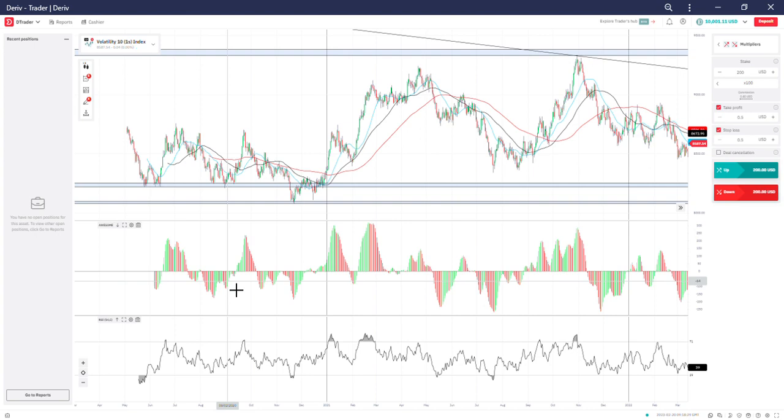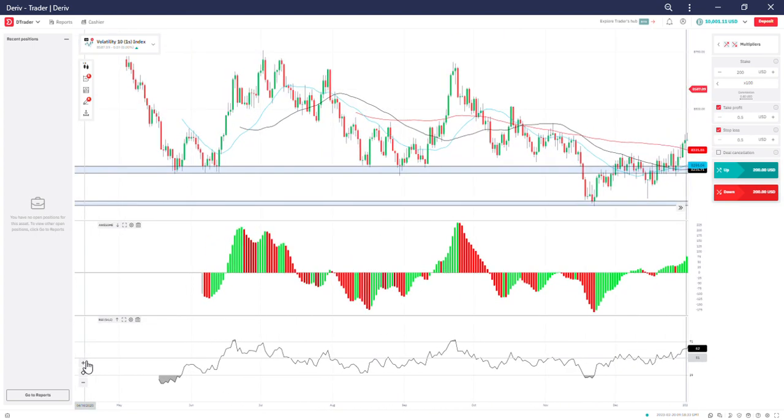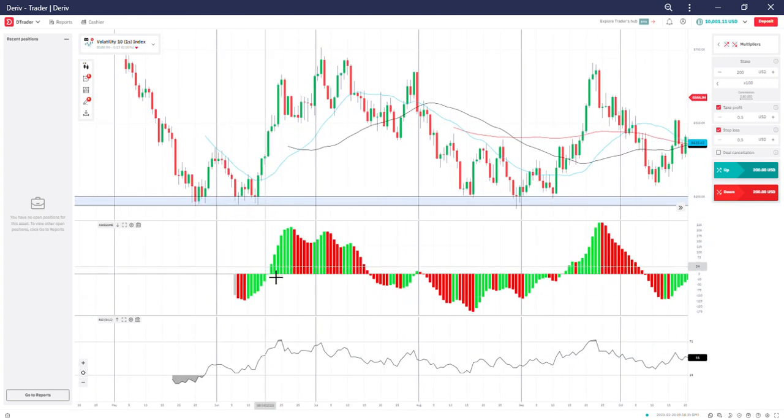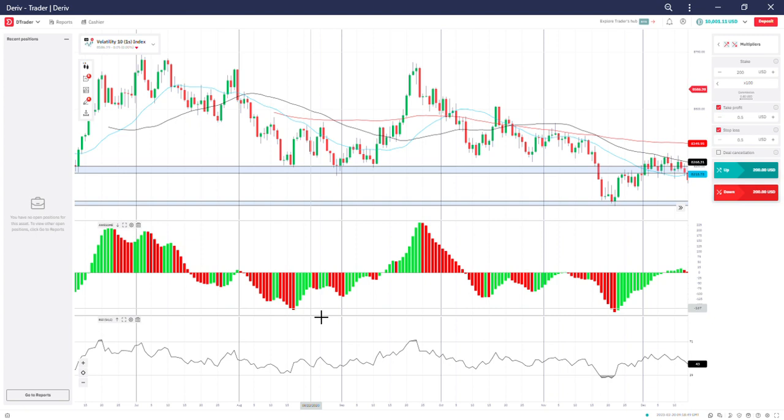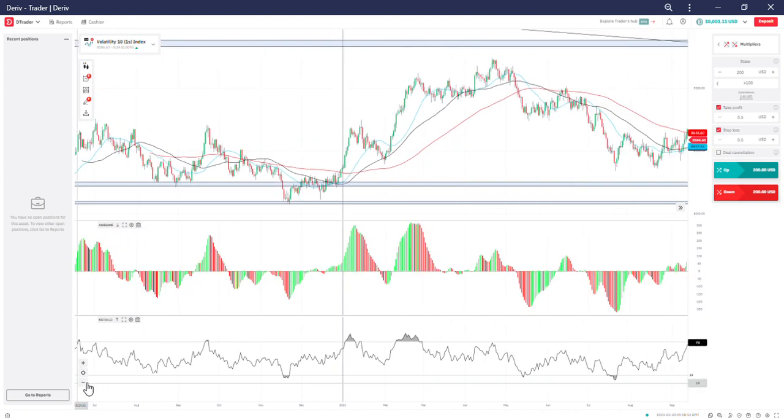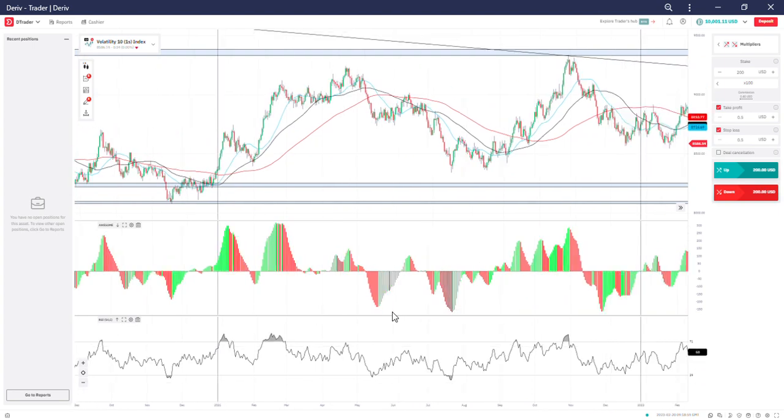Looking at the awesome oscillator, you can see from this level it was coming up, it bypassed the zero level, giving us a buy entry, so we went up. But how can you combine the moving averages and the awesome oscillator? This is how you combine the moving average and the awesome oscillator.